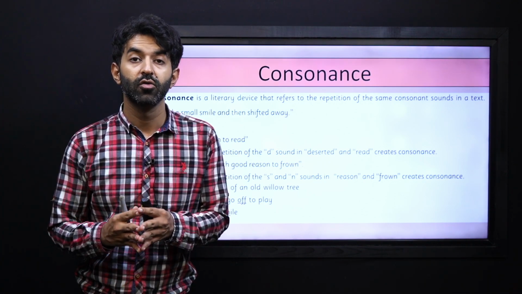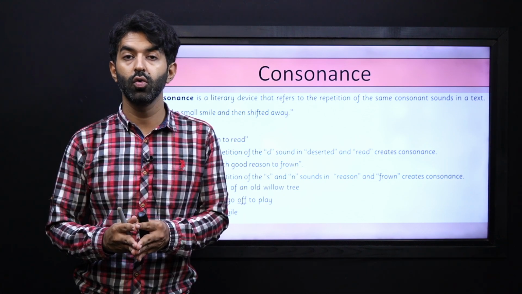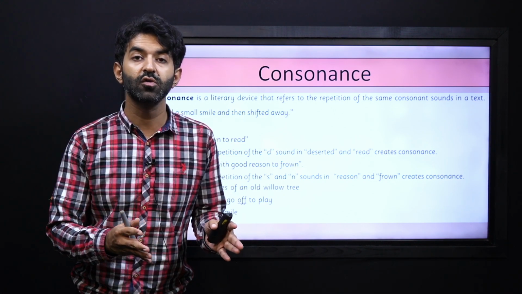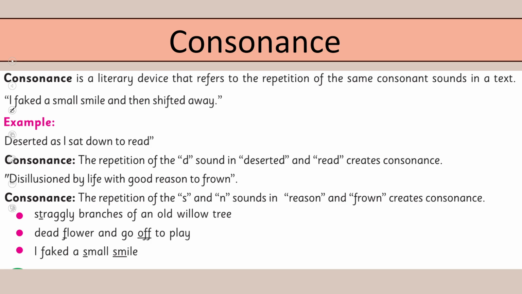You know that the rest of the sounds other than A, E, I, O, U or their different variations, the rest of the letters are called consonants. Now, this is a literary device that refers to the repetition of the same consonant sounds in a sentence. I faked a small smile and then shifted away. Small smile. Yes, you can see a consonant over here. And what else? Let's look at this example.